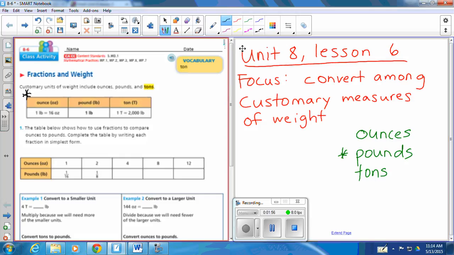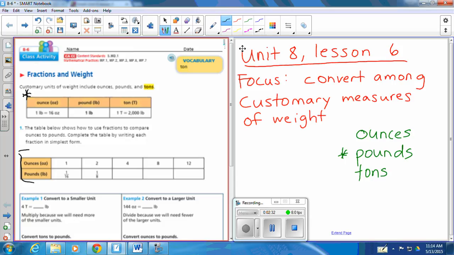Over here in your student activity book, you have a helpful chart that tells you 1 pound equals 16 ounces. 1 ton is 2,000 pounds. So if you have an elephant that weighs 1 ton, that's a big elephant. If you have an elephant that weighs 2 tons, that's a really big elephant. How many pounds would that be? 4,000.